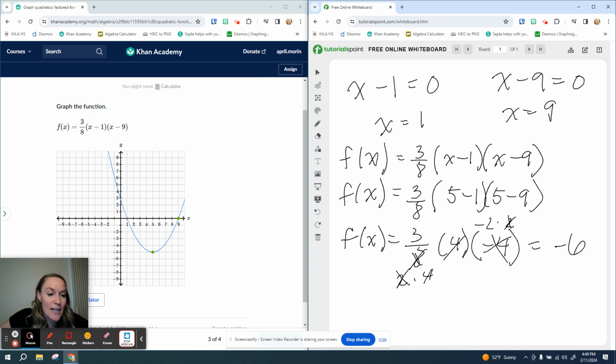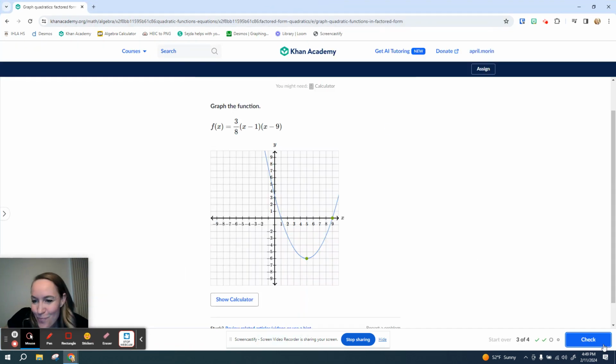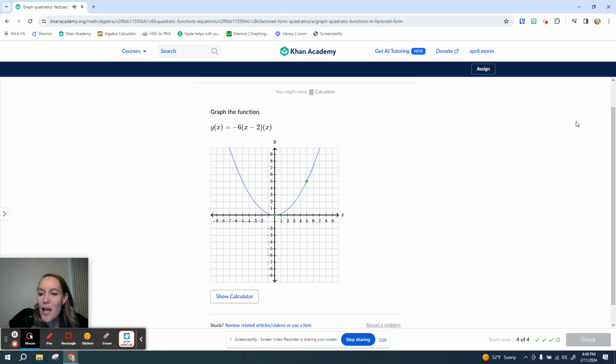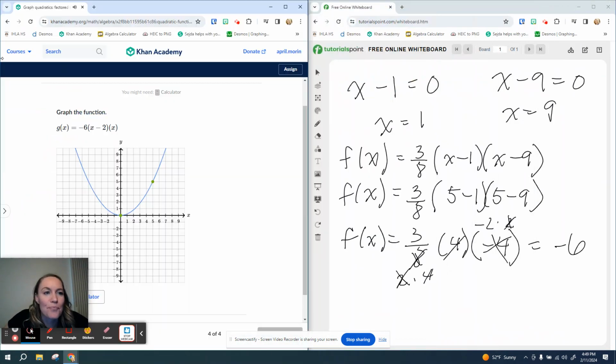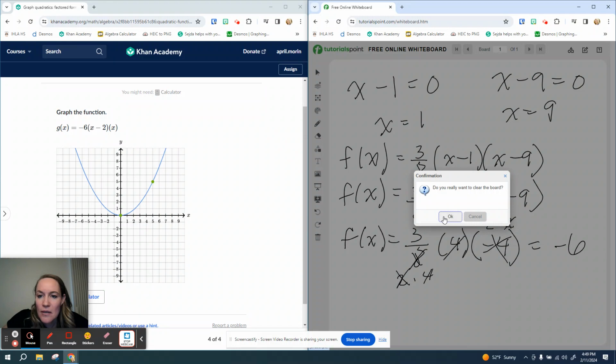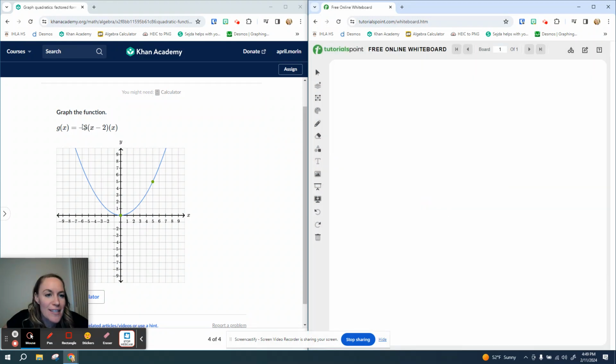And that makes sense that I got a negative value because I want the parabola to open upward. And now I'm just going to graph negative 6. And that is correct. Let's see. All right. Easy peasy. Okay. So don't let this different format scare you a little bit.